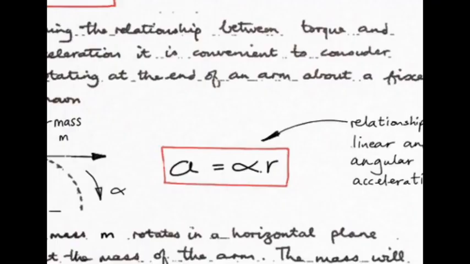Next is to remember that a equals alpha r. Remember what a is. a is the linear acceleration of a body measured in meters per second squared. And alpha is the angular acceleration of a body measured in radians per second squared. And the tie-up between the two is radius.